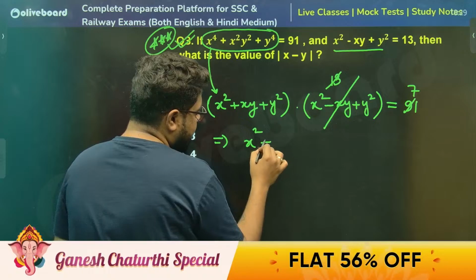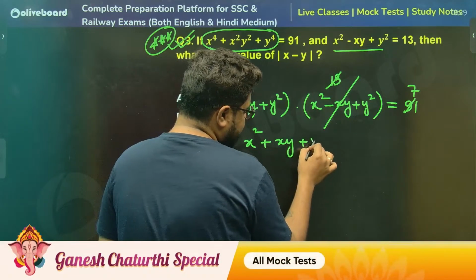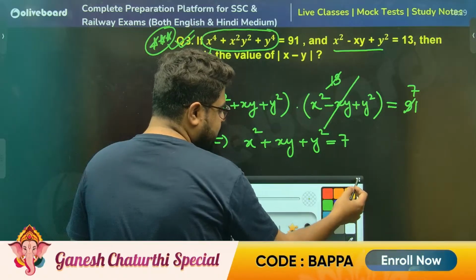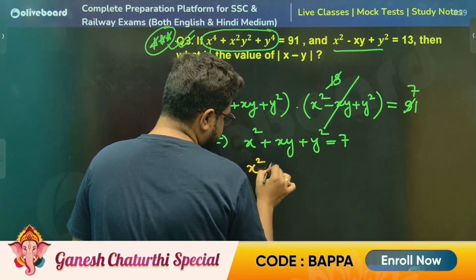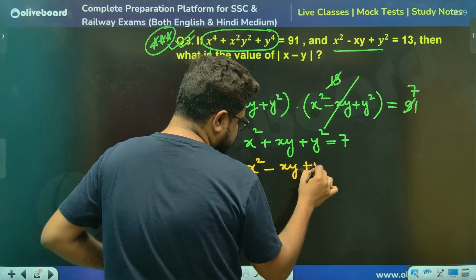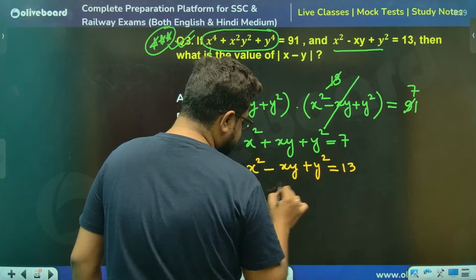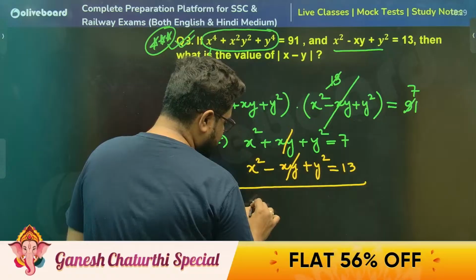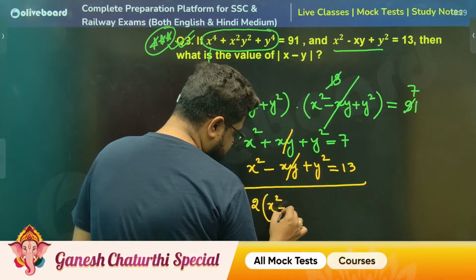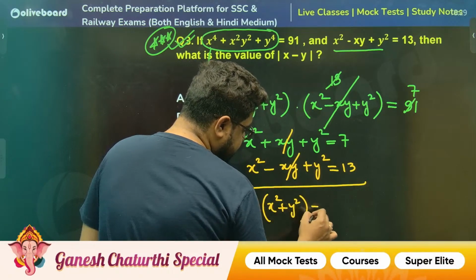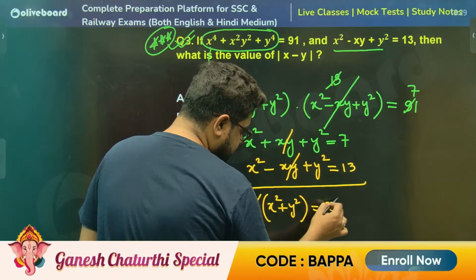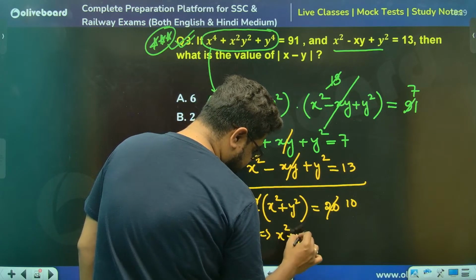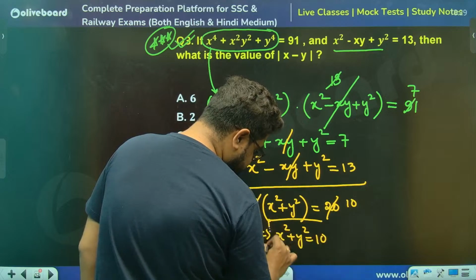x square plus xy plus y square is equal to 7. And the other value was what? This is given: x square minus xy plus y square is equal to 13. So add these two equations. xy and xy cancel. So 2 times this is equal to 20, sir. So x square plus y square is equal to 10, sir.